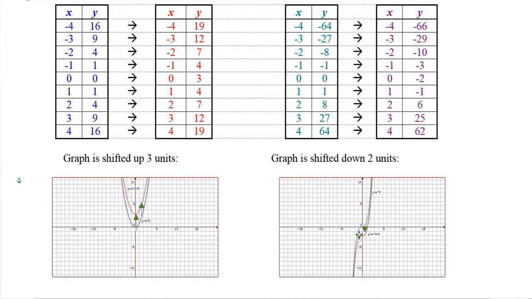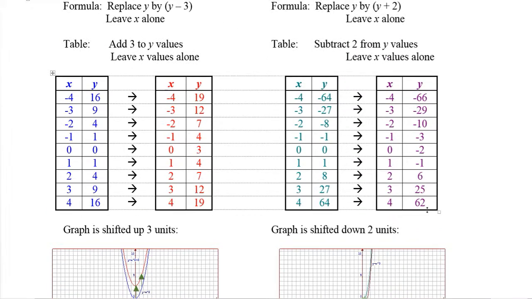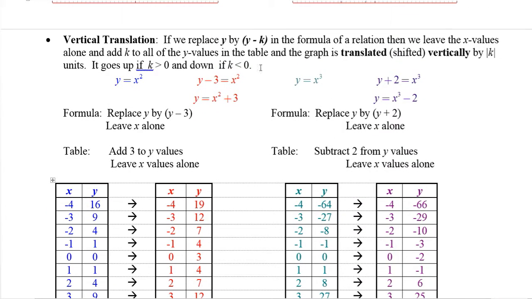Okay, and over here, if I have y equals x cubed minus 2, well, if you look, that's an awful lot like y equals x cubed. But this 2 is not inside the cube with the x. So if I add 2 to both sides, I could rewrite this as y plus 2 equals x cubed, and we see that the x cubed was left alone, the x is left alone, but the y was replaced by y plus 2.